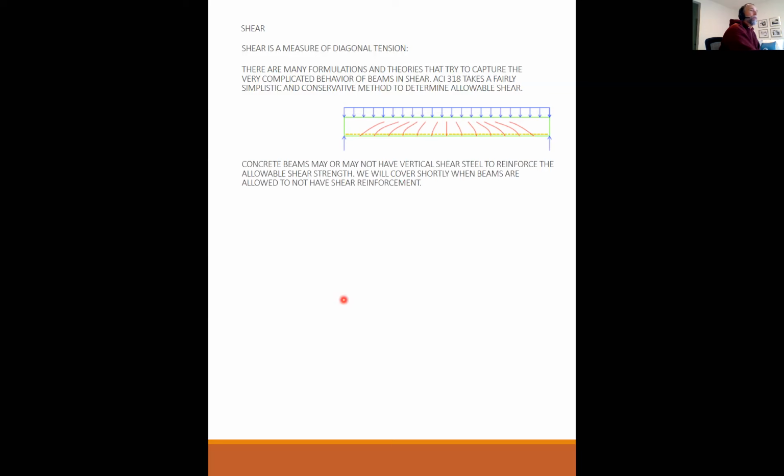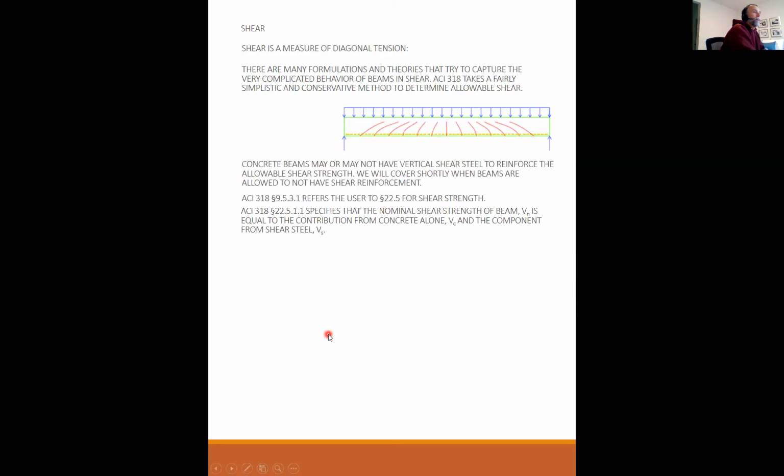Concrete beams may or may not have vertical shear steel to reinforce the allowable shear strength. We will cover shortly when beams are allowed to not have shear reinforcement. ACI 318, section 9.5.3.1 refers the user to 22.5 for shear strength. Chapter 9 is the beam chapter. Chapter 22 is the sectional strength chapter. So a lot of what they tell you in 9, they jump you to 22.